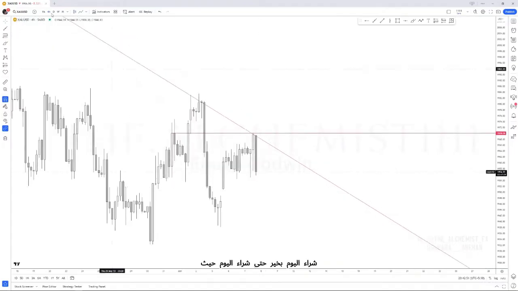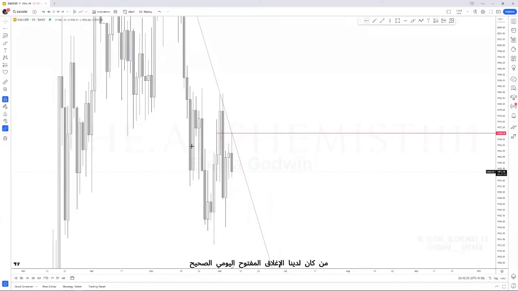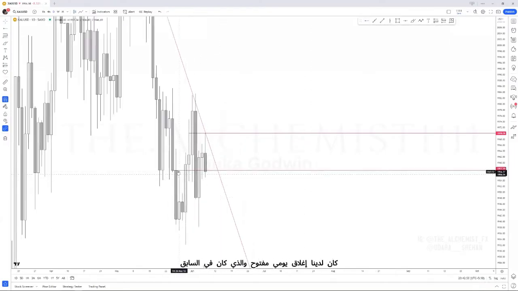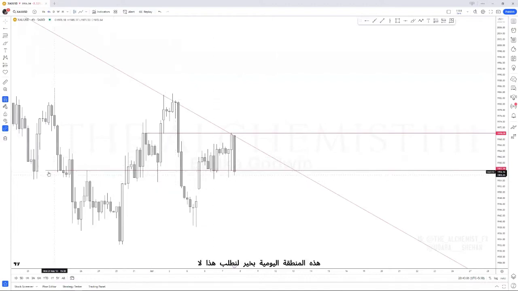And even the buy today, where did that come from? We had the daily open close, which was once used as a resistance. So that is a good zone to pay attention to. And not only that, to be honest, this entry was not based on this daily zone.